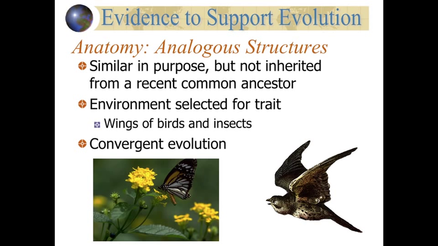In the case of analogous structures, the environment is selecting a particular trait. So it enables these organisms to be good at procuring food that is up in the sky, for instance. It opens up a new niche to them. This is an example of what's called convergent evolution. When you have two very different kinds of organisms living in a similar environment, they may evolve convergent or similar structures that are similar in their purpose. So, analogous structures.